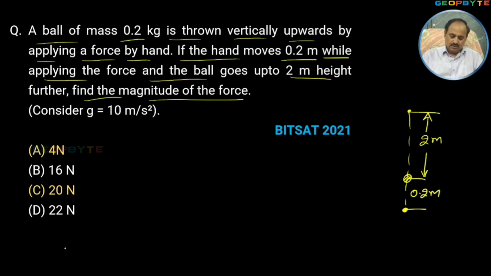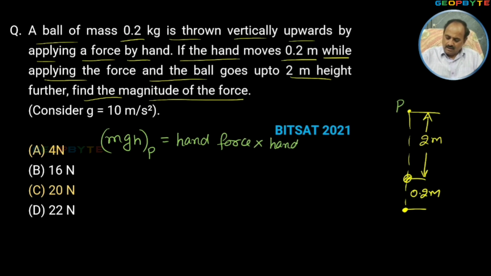Very simple. You know, the energy possessed by the particle at P is the potential energy only. That is mgh. That potential energy at state P must be equal to the work done by the hand force, hand force multiplied by the distance moved by the hand. Let me write it clearly.